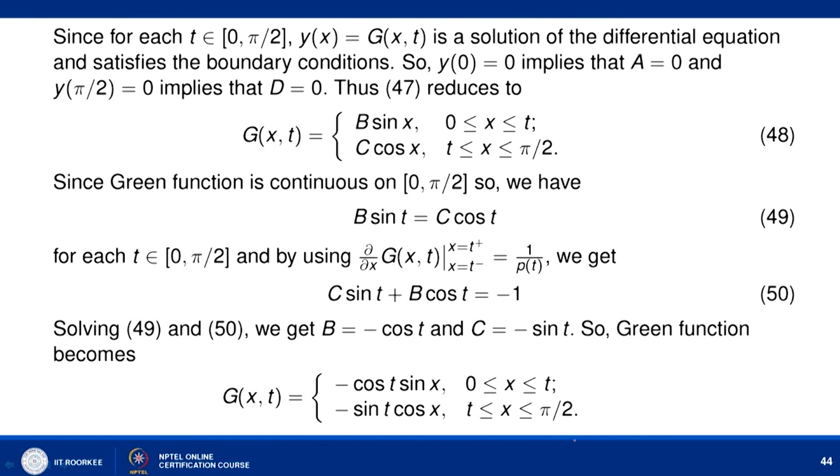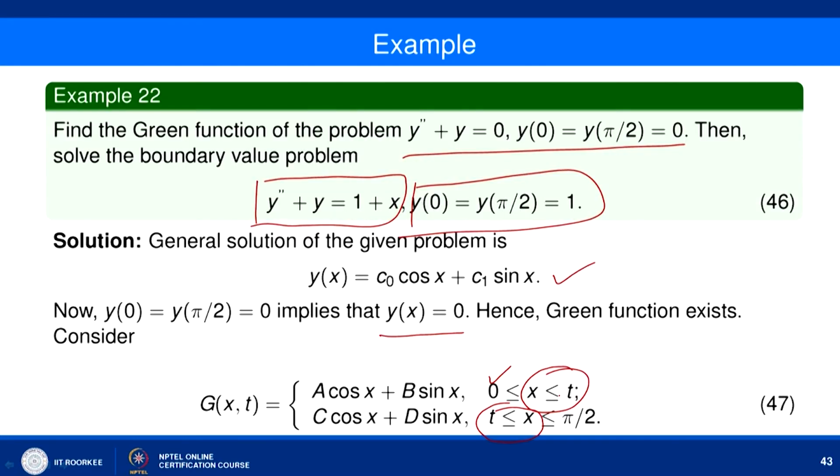We already know that for each t from 0 to pi/2, y(x) equal to G(x,t) is a solution of the differential equation and satisfies the boundary condition. So y(0) equal to 0 implies that a equal to 0, and y(pi/2) equal to 0 implies that d equal to 0. In this domain x equal to 0 is included, so G(x,t) will satisfy the boundary condition at x equal to 0 by this function, and will satisfy the other boundary condition defined at pi/2 by this function.